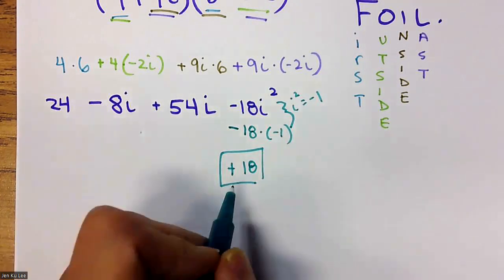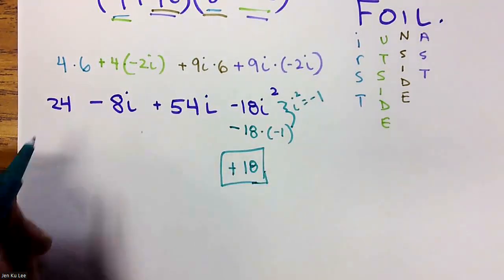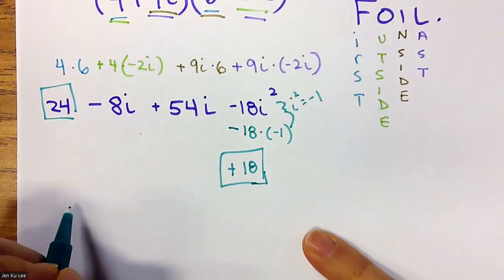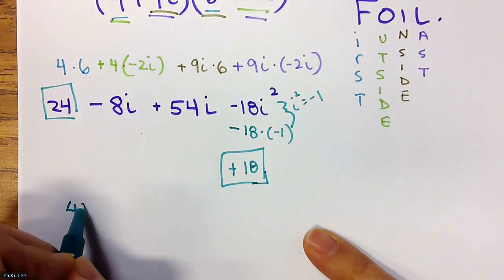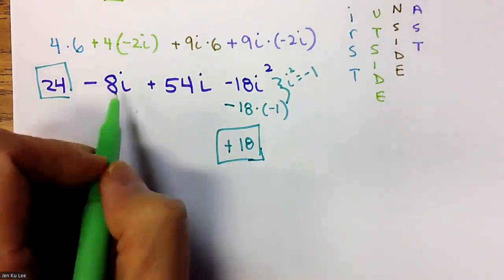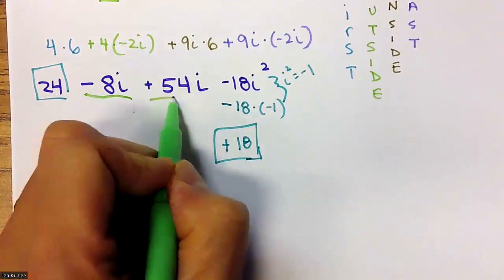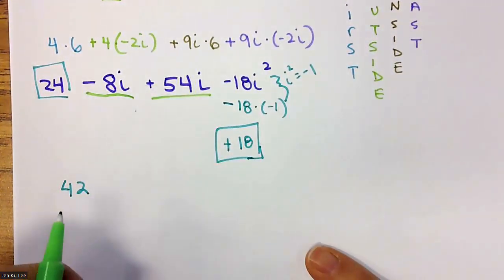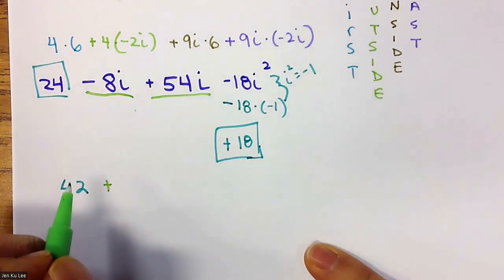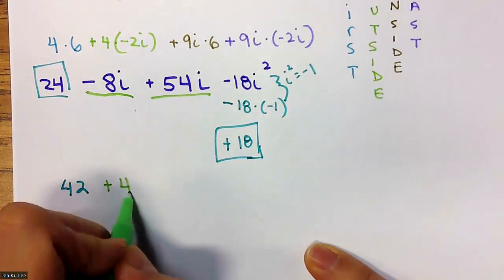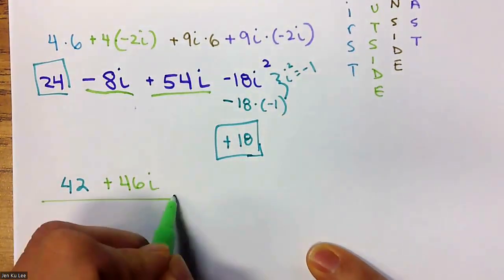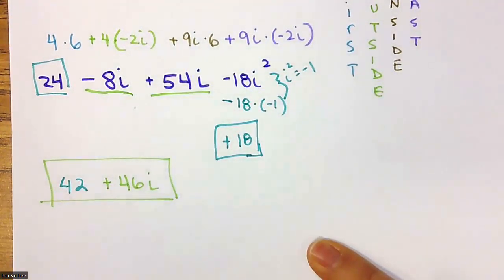Okay, so positive 18 plus 24 is 42. What is negative 8i plus 54i? Plus 46i. And that's your answer. Okay?